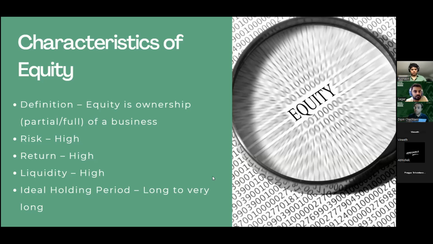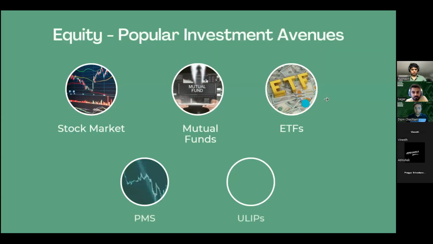So the ideal holding period of equity is usually high because the risk is high and there is quite a lot of volatility in nature. So these are some characteristics of equity, and these are some popular investment avenues. The stock market is one of them, where you invest directly through your Demat account, mutual funds, ETFs, PMS, and ULIPs. As of now, if you have not understood ETFs, PMS, and ULIPs, that is absolutely fine.